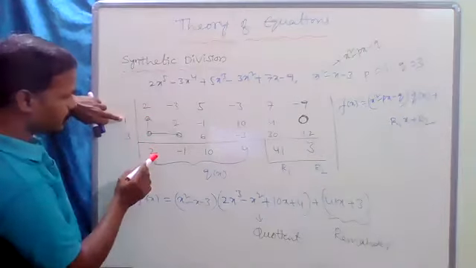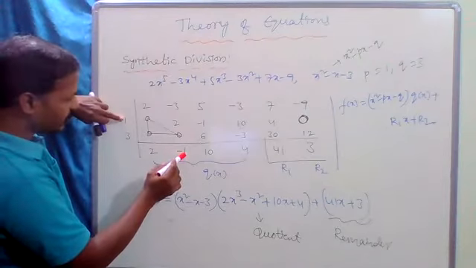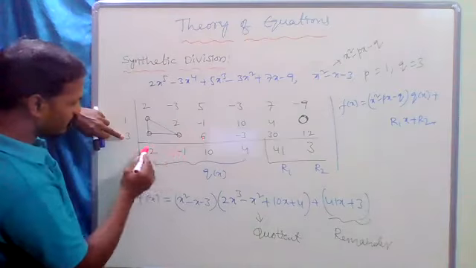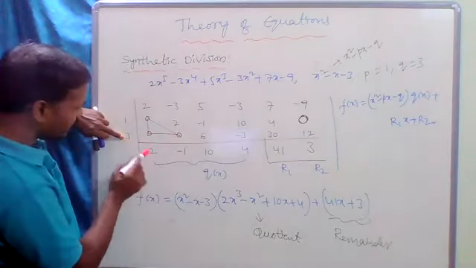Multiply this 1 into 2, 2. By adding this, you will get minus 1. Now multiply 1 into minus 1 here and 2 into 3 here, 6. Okay, na? Don't multiply 3 and minus 1 and write here. You have to multiply 3 into 2.